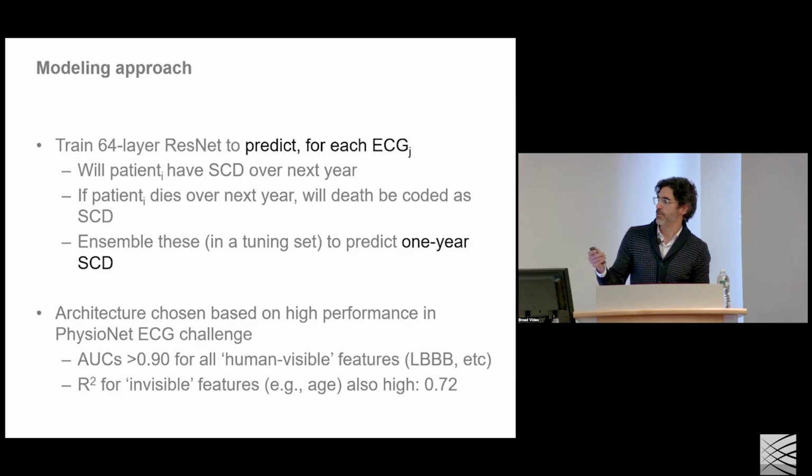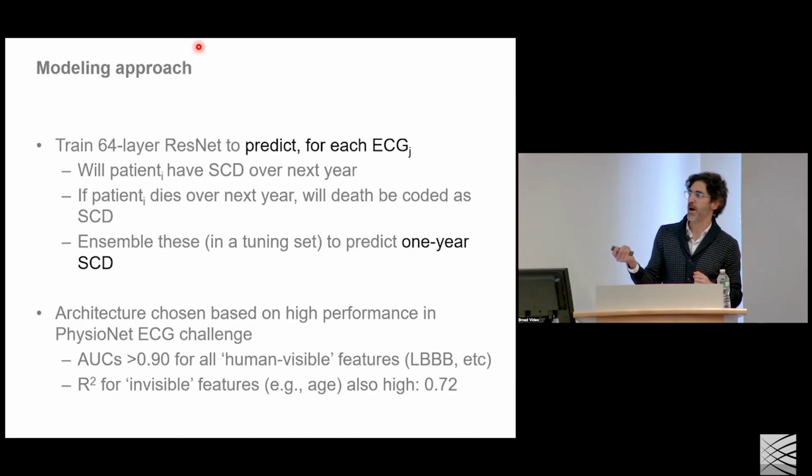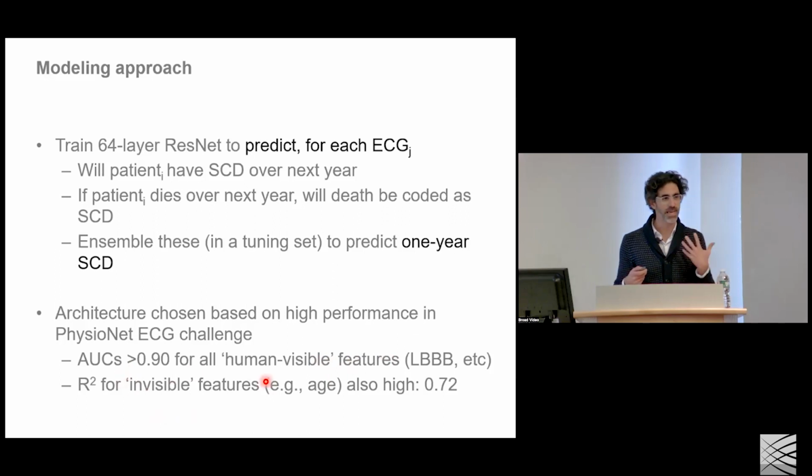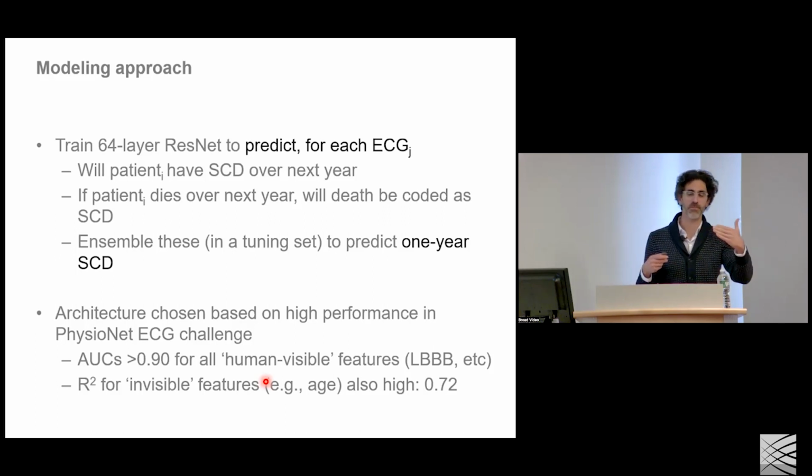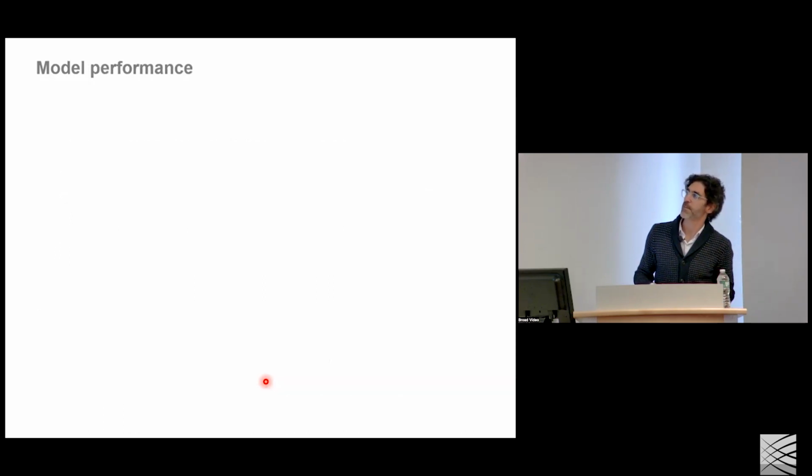We don't know how well a model should do for this thing, because who knows what good performance is. But at least when we look at how this model does for these human visible features, it has high AUC. For things that doctors can't naturally do, like predict someone's age from the ECG, it also looks like it's doing pretty well. So for both the human visible and the other features, it looks like it's doing reasonably well.